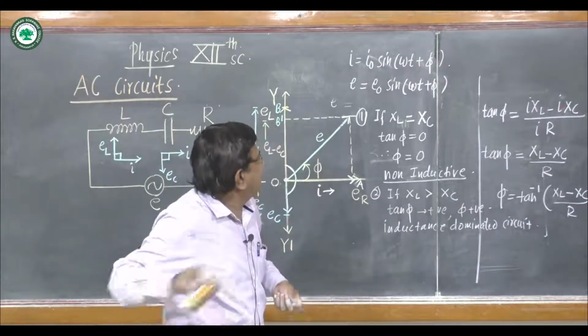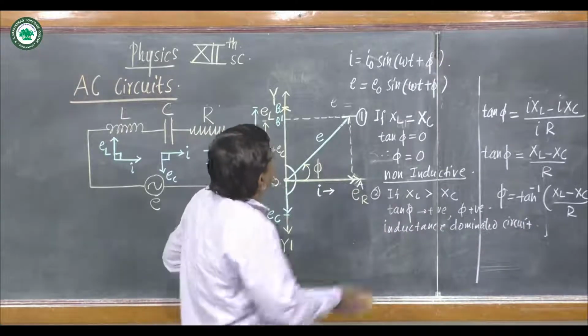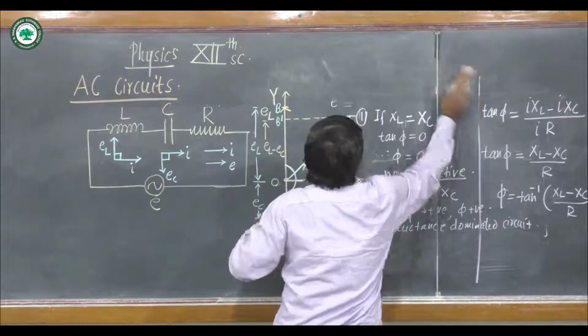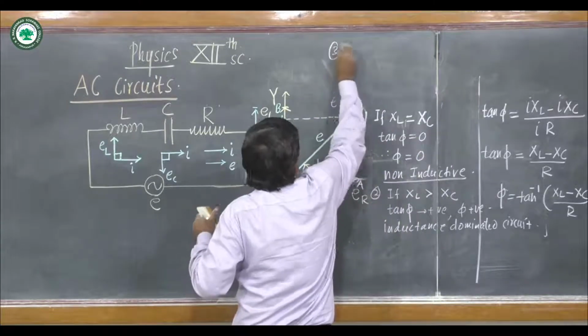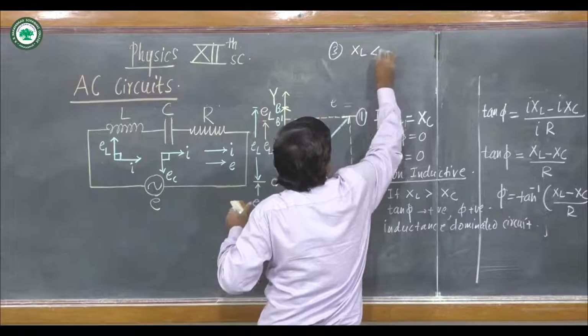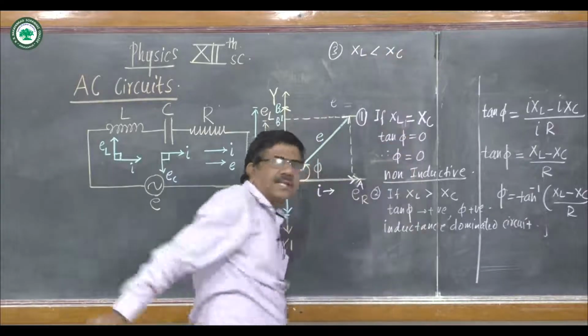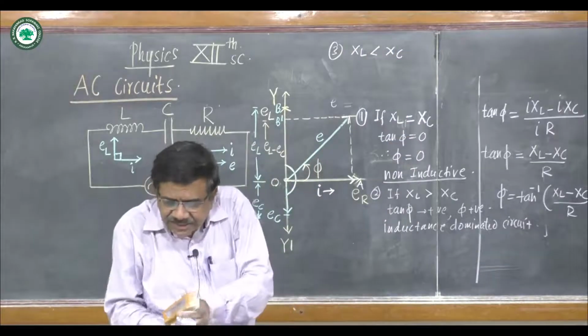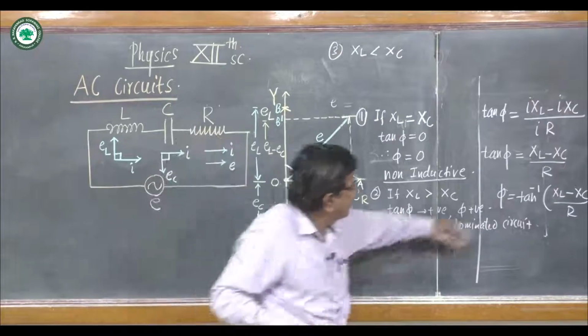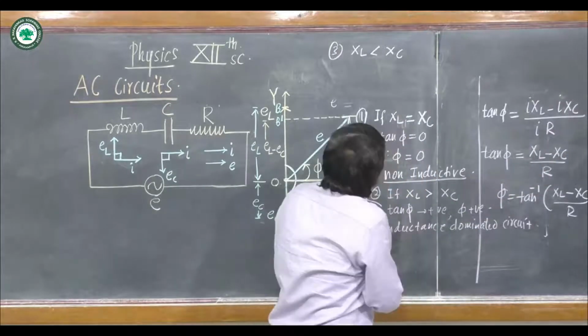Now our third case is, if XL is less than XC, that is, the inductive reactance is less than the capacitive reactance, tan phi will be negative.